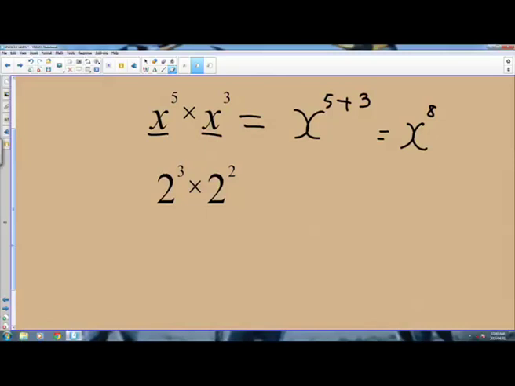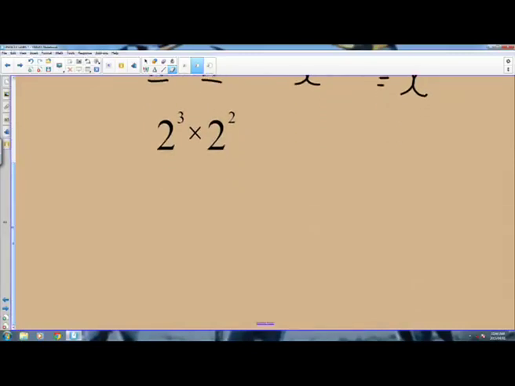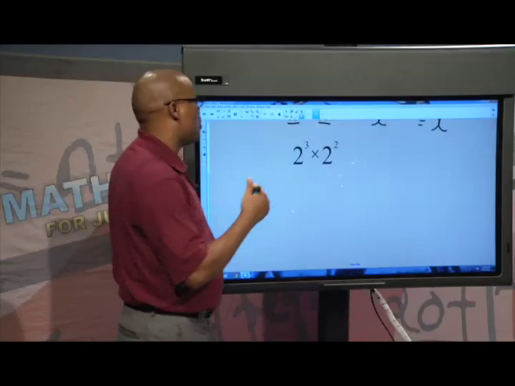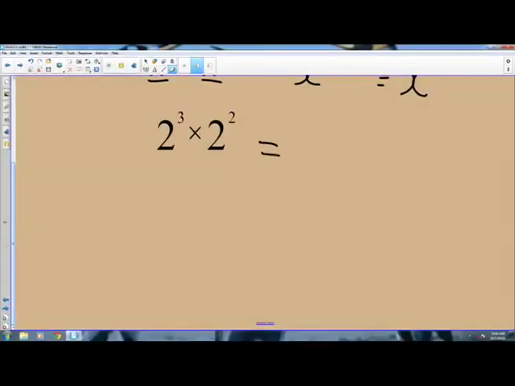Then the next one is 2 to the power 3 times 2 squared. The base is a 2 here, and then we've got a 2 as well here. So the bases are the same. And then the multiplication law says when the bases are the same, what you simply need to do is to keep the base. So we'll keep the base 2. And then what do we do? We add the powers. So this will be 3 plus 2, because it says add the powers. Then this will be 2 to the power 5.